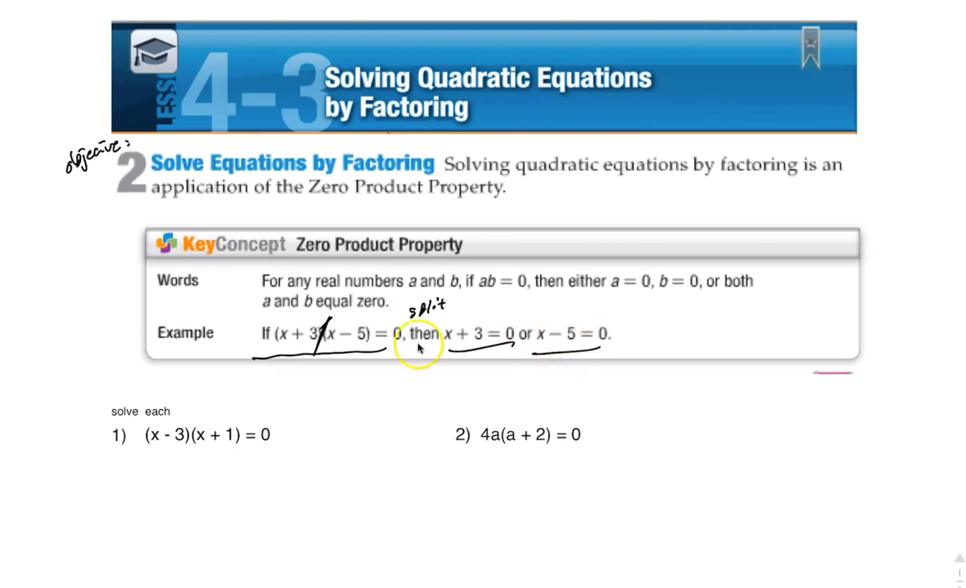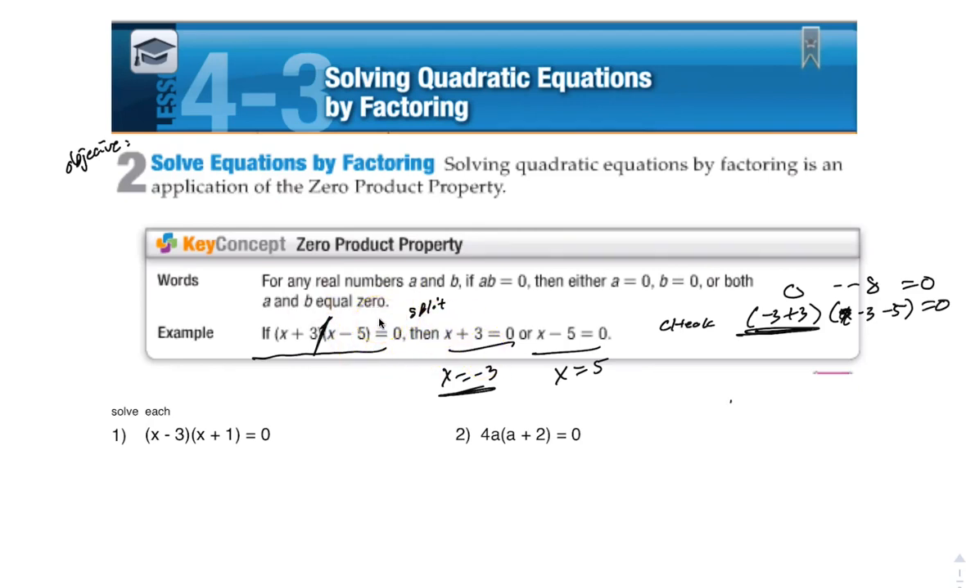This only works when it equals 0. If we solve each one separately real quick, x equals -3, x equals 5. When we check our work, let's plug in -3. I'm going to get -3 plus 3 times -3 minus 5 equals 0. That works because -3 plus 3 is 0, and 0 times -8 is still 0. So when you plug these in, as long as one factor equals 0, you're good. Again, it only works when it equals 0.